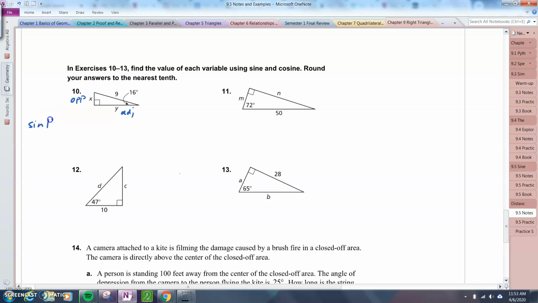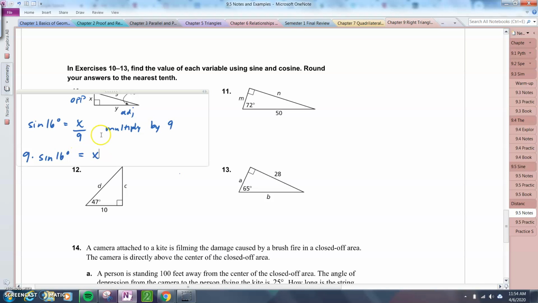So the sine of 16 degrees is going to be that opposite side, which we don't know, x. And remember, sine is always the opposite over the hypotenuse. Well, the hypotenuse in this case, we can clearly see is 9. Well, now what we need to do to solve for this x is multiply by 9 to both sides. So we're going to have 9 times the sine of 16 degrees. That's going to be what x is.